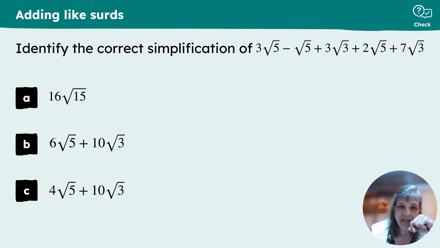Look at this question. Which one out of A, B, and C is the correct simplification, simplest form now, of what's listed here? You have to collect all the like terms together. You might want to pause the video and then compare your answers. Okay, welcome back. Hopefully you got C, which is the correct answer.